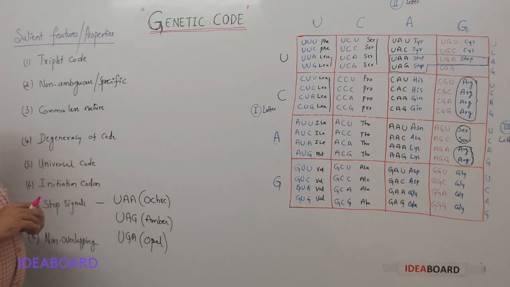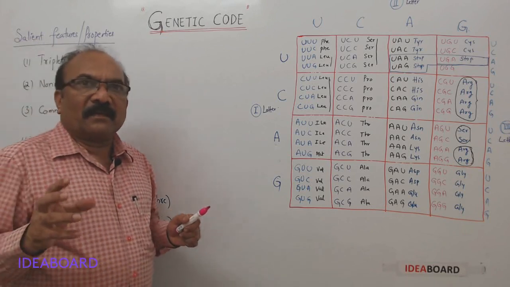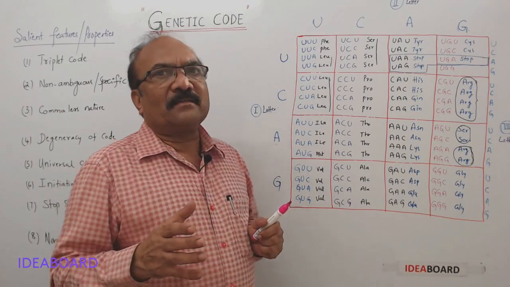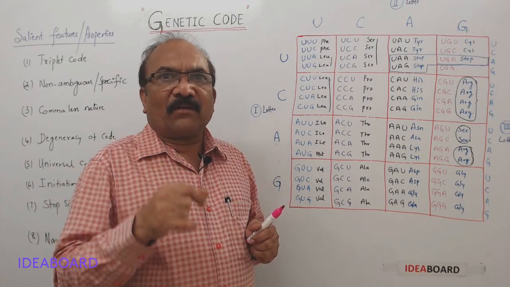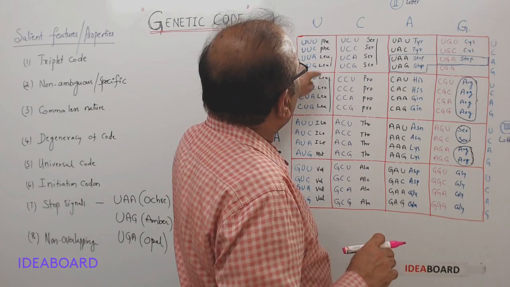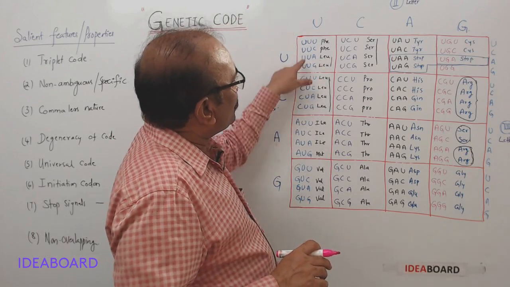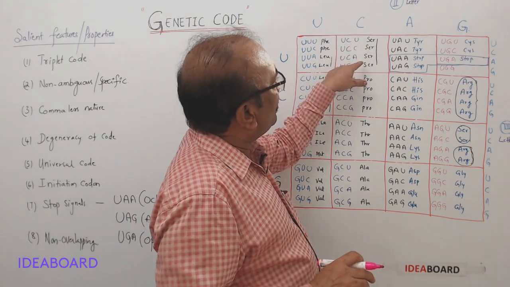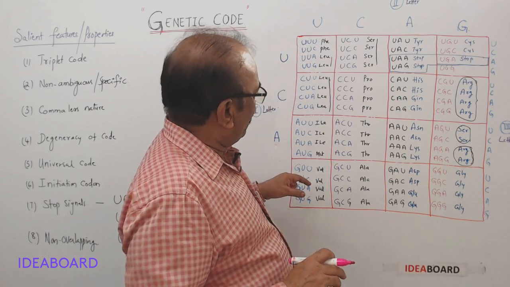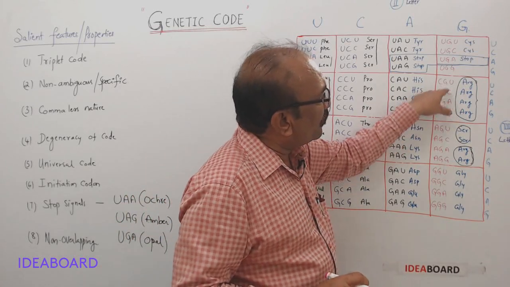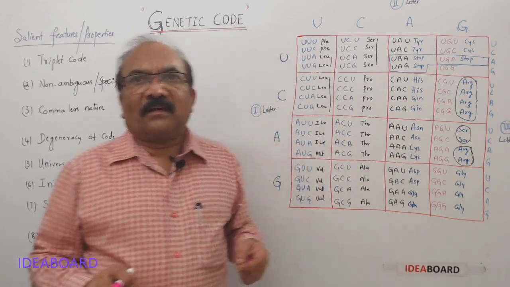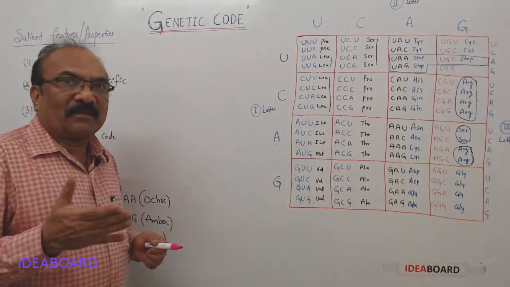And degeneracy of code means what? Actually, there are 61 codons and there are only 20 amino acids. That's why some amino acids got not one codon, they got more than one codon. For example, you just look at this leucine. Leucine got 6 codons, and you can see serine. Serine is also having 4 here and 2 here, so total 6. And like that, you can see arginine, 4 here and 2 here, so 6. And some got 4 codons. So this is called degeneracy.